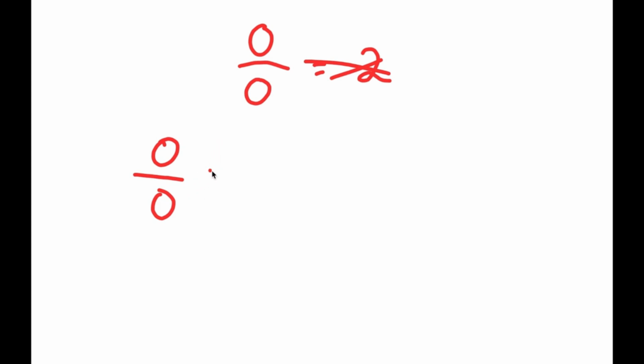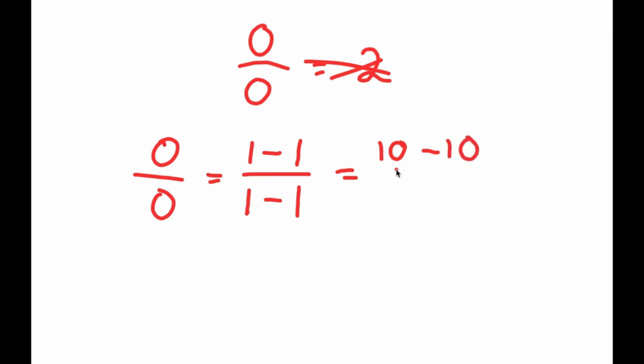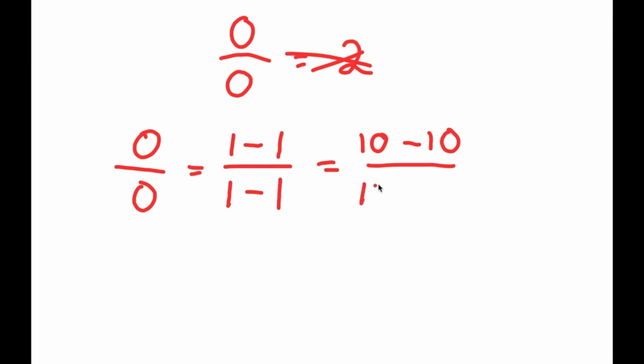Well, 0 over 0, this is the same thing as 0 is the same thing as 1 minus 1, meaning 0 over 0, I can write this as 1 minus 1 over 1 minus 1, right? And this is right because 1 minus 1 is 0, so this is the same thing as 0 over 0. Now if this is true, then this is also the same thing as 10 minus 10, and I have this over 10 minus 10 as well.